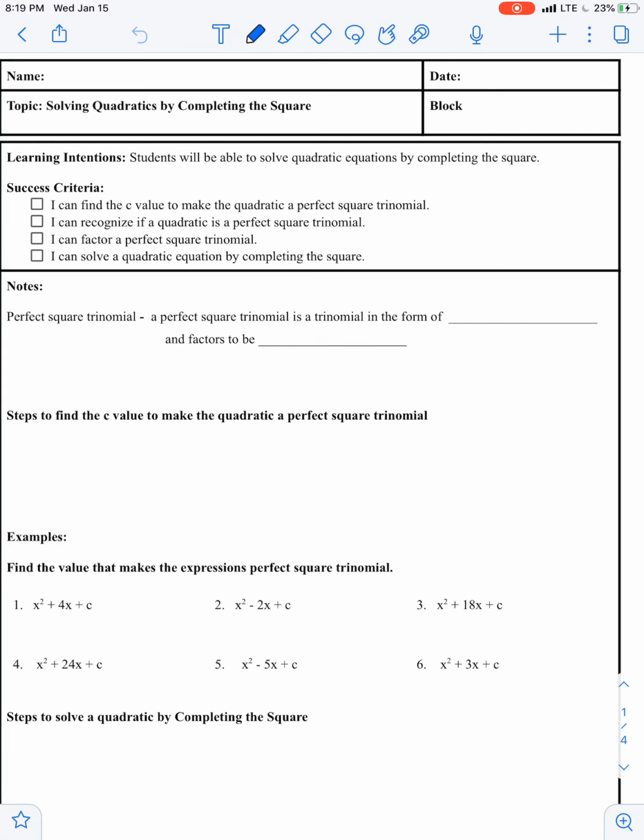We're going to be talking about perfect square trinomials and how to complete the square. Your success criteria is that you're going to be able to find the C value that will make your quadratic a perfect square trinomial, and then just being able to recognize perfect square trinomials, how to factor them, and then how to use them as completing the square will probably be a second video. So let's just talk about what a perfect square trinomial is.